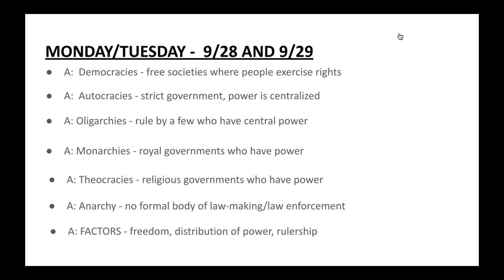Sometimes overlooked, it needs to be talked about in a civics government class because anarchy is where there's no formal body of lawmaking or law enforcement. At the very bottom here, you'll see that there's different factors that help us see different governments objectively: the level of freedom they have, the distribution of power from certain institutions in government, and the type of rulership that is invoked and practiced. These factors combine to form our understanding of different governments around the world. Let's go to the next question of the day.